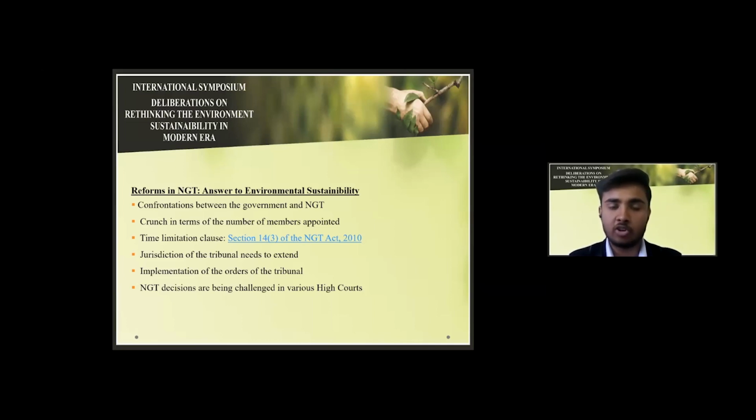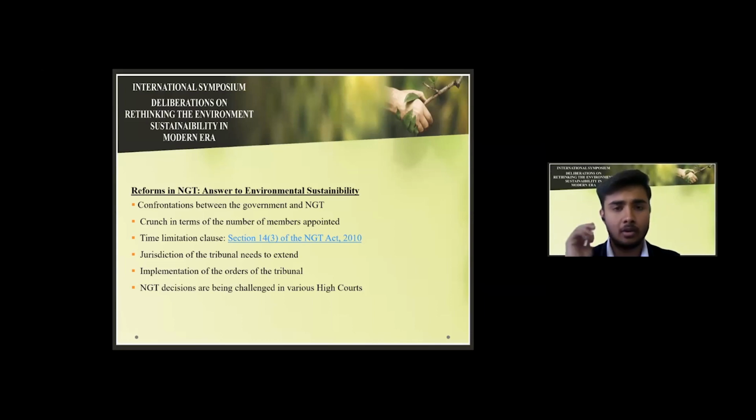So the NGT does not have jurisdiction to entertain petitions under the Wildlife Protection Act 1972 or the Indian Forest Act 1927. Consequently, the major drawback of this limitation is that a person cannot approach the National Green Tribunal for every environmental issue. For instance, the NGT cannot admit a suit for cutting off trees in a forest, even though it is related to environment.